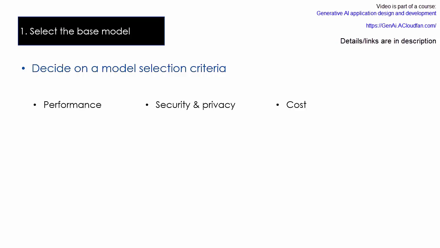Cost is always a critical factor. The cost of using third-party models, especially the closed source models, can quickly add up. With self-hosted open source models, the costs depend on your infrastructure. So selecting a model that isn't excessively large can help reduce compute resource usage, resulting in lower operational costs.